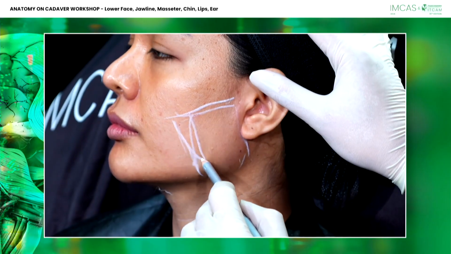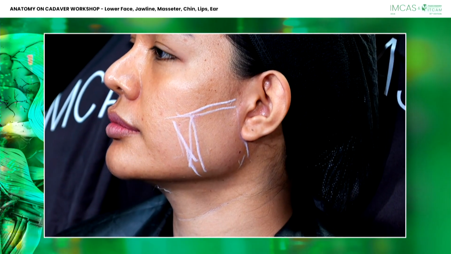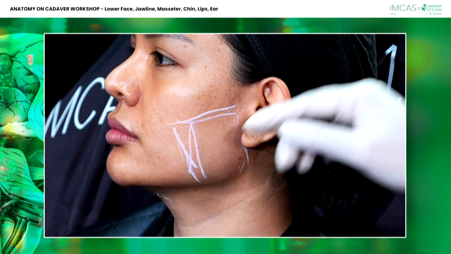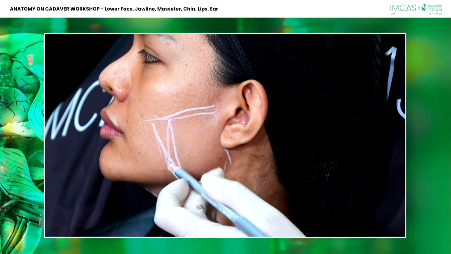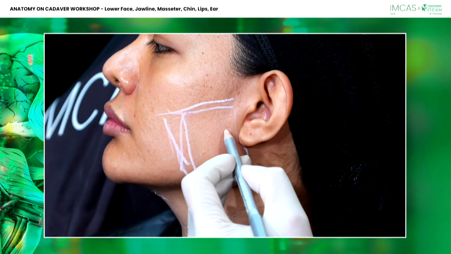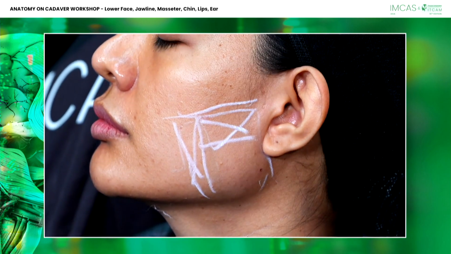This is a no-go zone because the toxin is liquid and can spread very well. Sometimes it can affect the risorius, which makes our patient unable to smile well. Then I divide the muscle into 3 parts, and I skip the upper third.